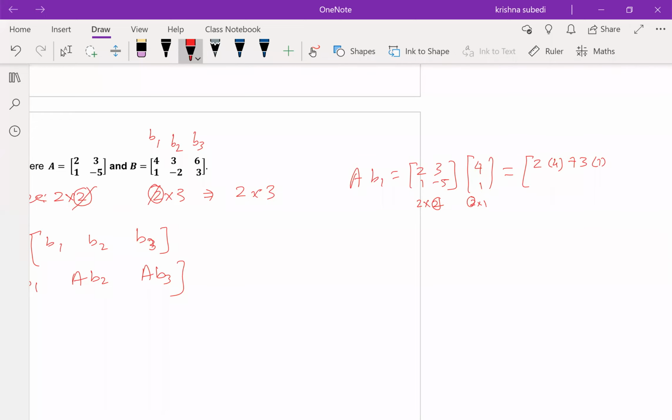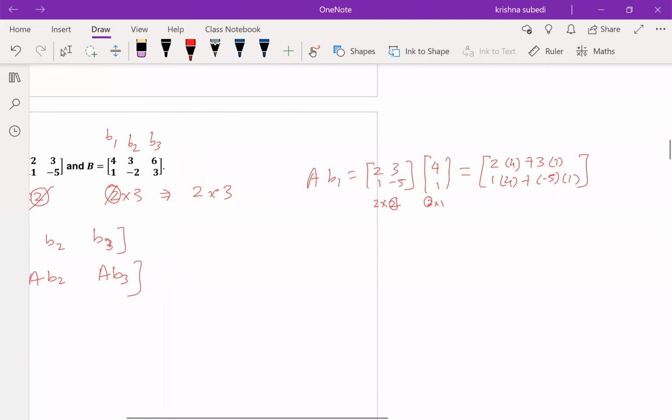Any question so far? Now the second row with the same column. So 1 times 4 plus minus 5 times 1. That will be the resulting one. So as you can see, that will be 11, and that will be how much? -1. And as expected, this should be 2 by 1. So we got that AB1.